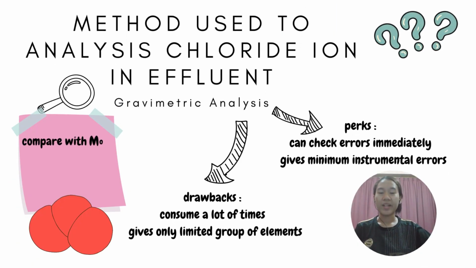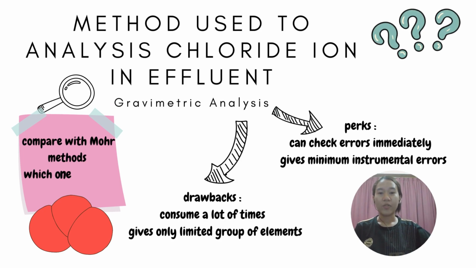Hi, my name is Florencia Erika Nagatan, and I'm going to explain the method used in the environmental monitoring laboratory to analyze chloride ion in effluent. First things first, as we all know, there are different kinds of methods that can be used in determining the concentrations of chloride ion in industrial samples. For example, titrations, gravimetric analysis, potentiometry analysis, and ion chromatography.